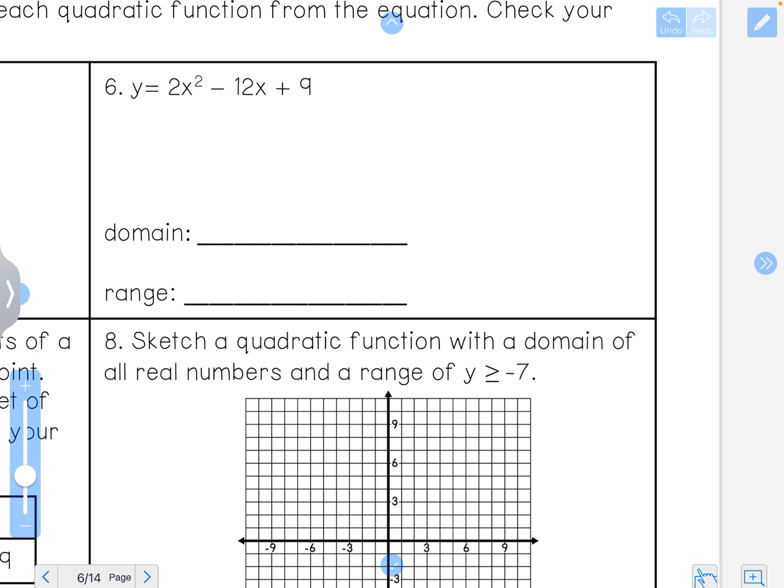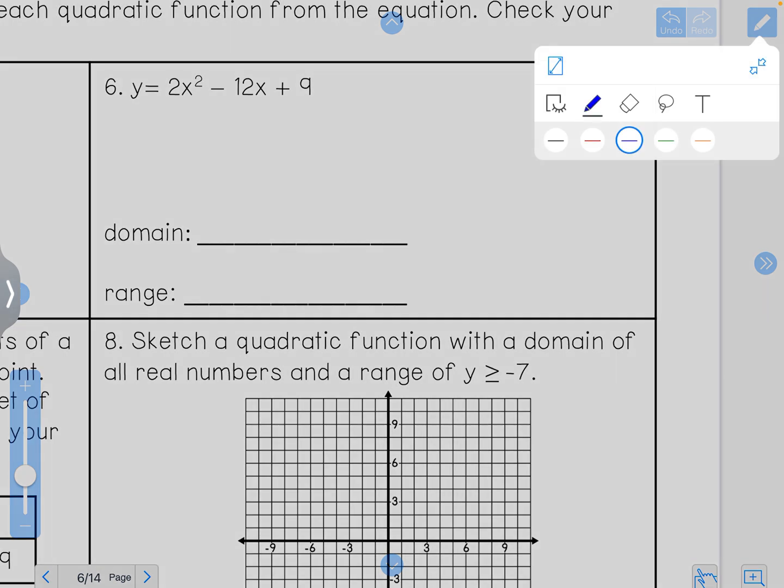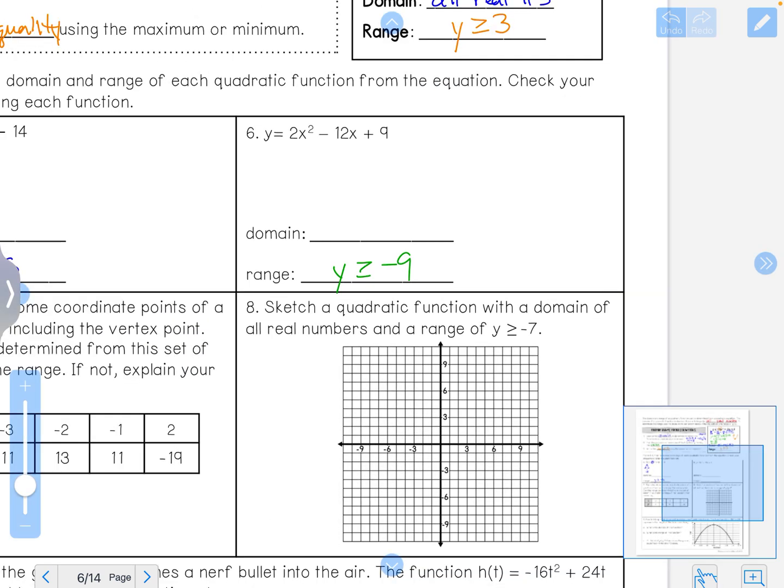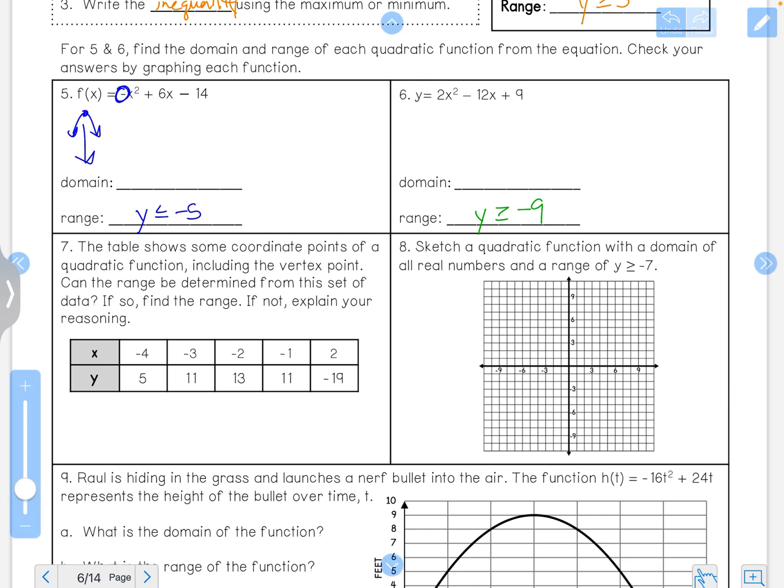All right, again, I want you to do this one on your own. Pause the video. And you should have gotten y is greater than or equal to negative 9. And again, our domain is still all real numbers.